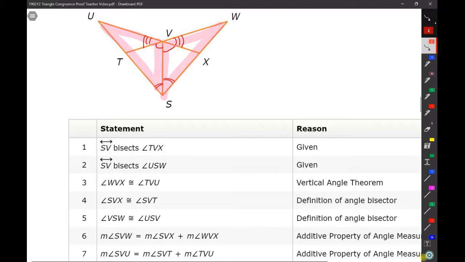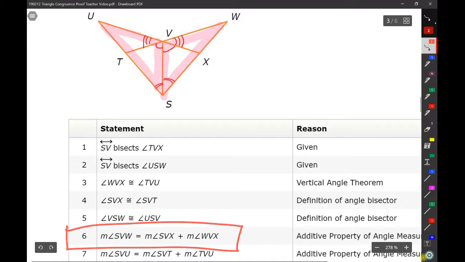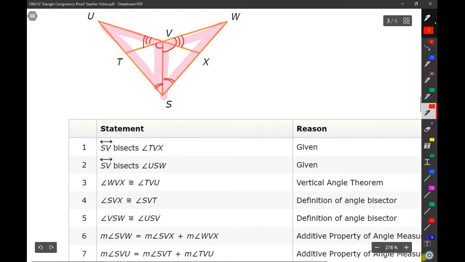Watch carefully. Take a look at line 6 right here. It says that the measure of angle SVW, that's this one here, right, is made up of 2 angles: SVX, the single marking, and WVX, the triple marking. Just for sake of argument, I'm going to put some numbers in here. Why don't you do this as well? Let's put a 1 here and a 3 here, just to indicate the number of markings we put. So we're going to put a 1 there and a 3 there just so you can see it. So look, we're going to say that SVW is equal to 1 plus 3.